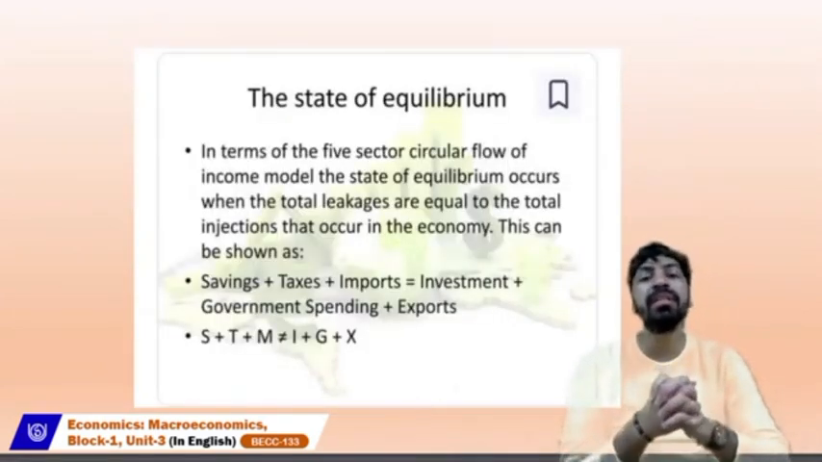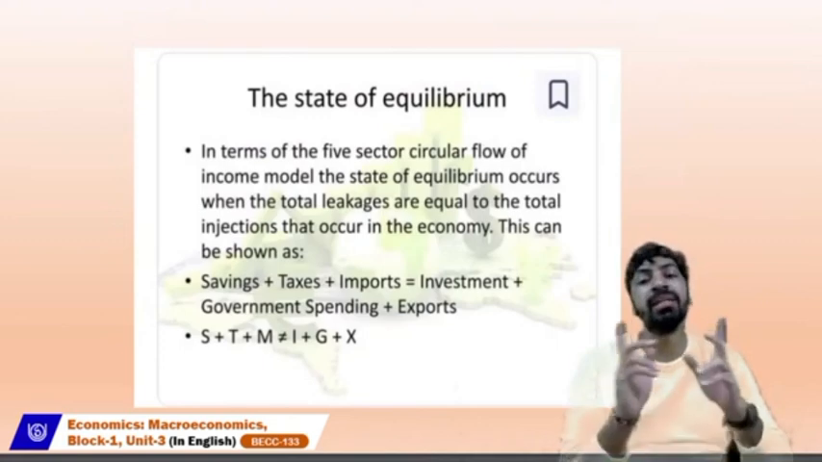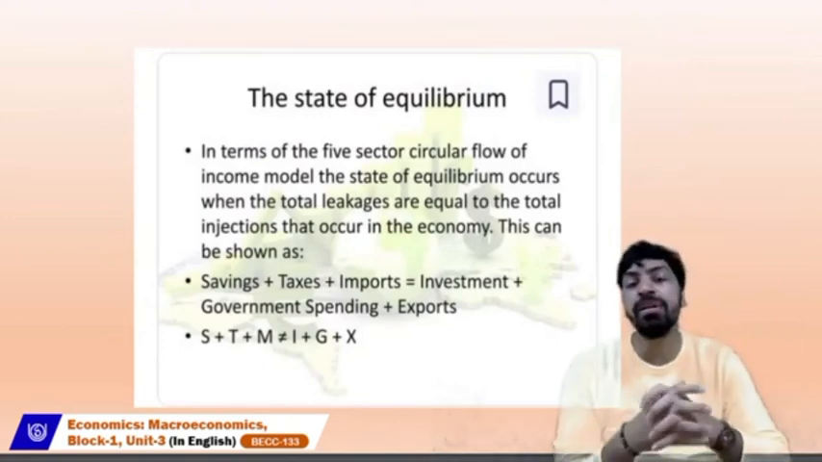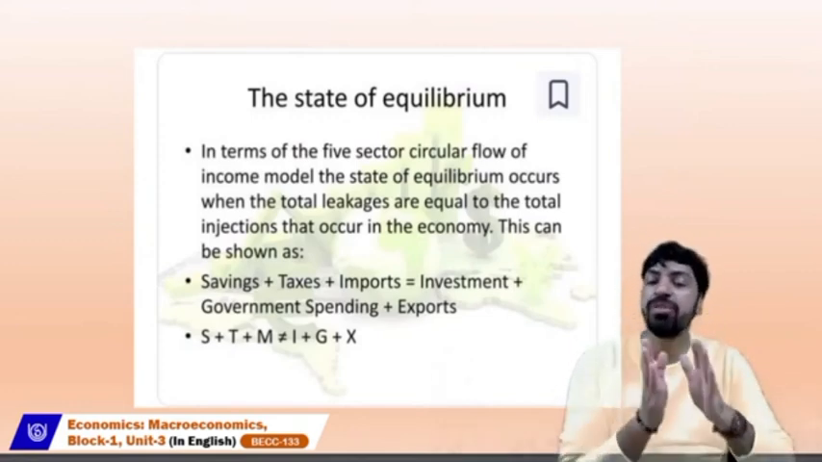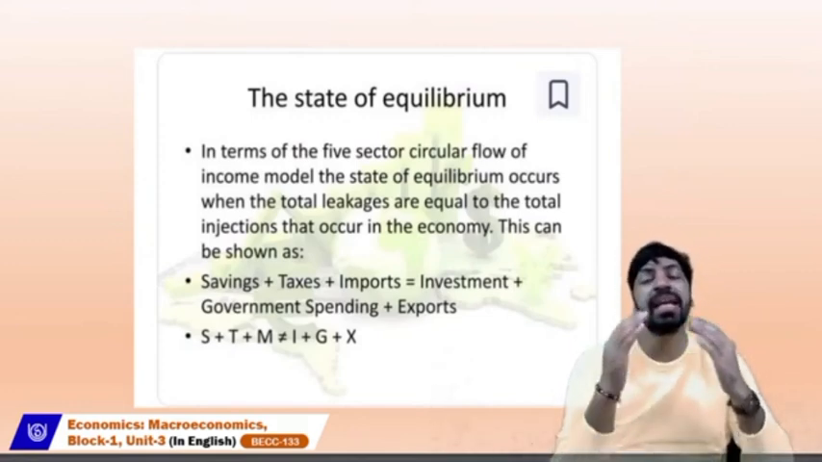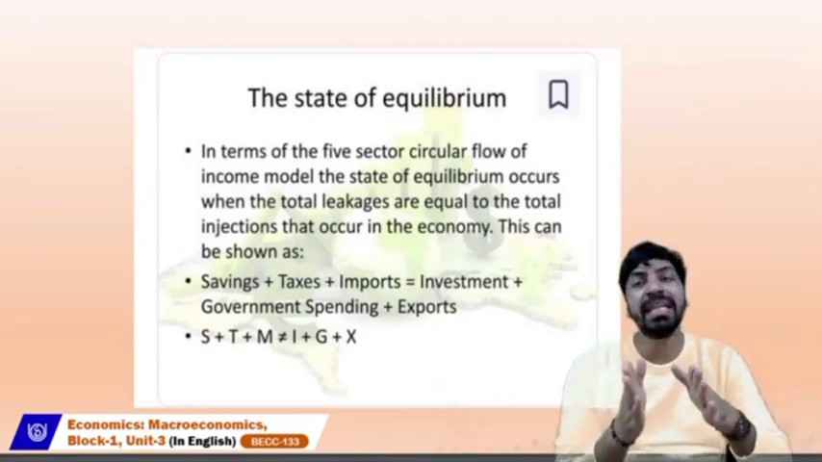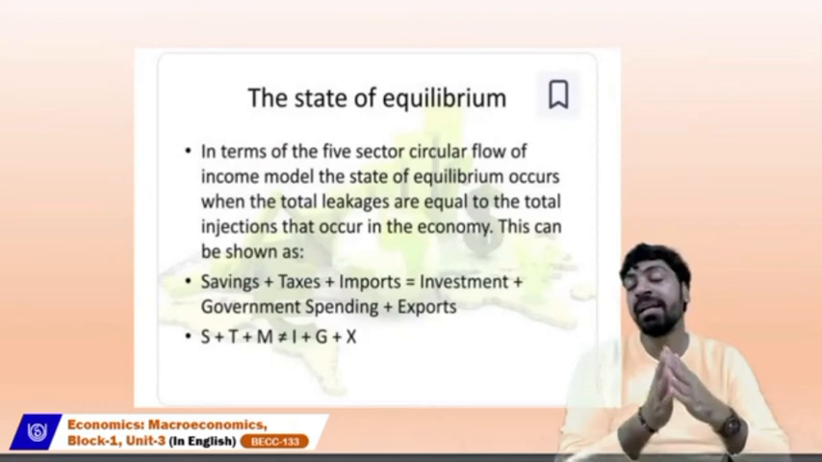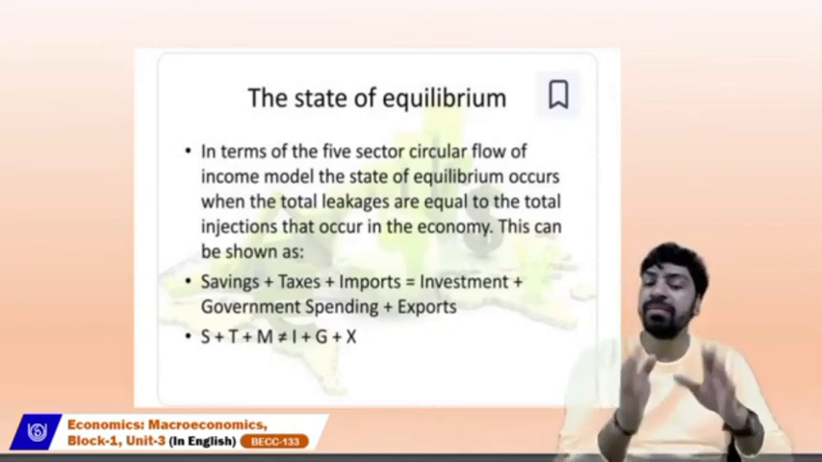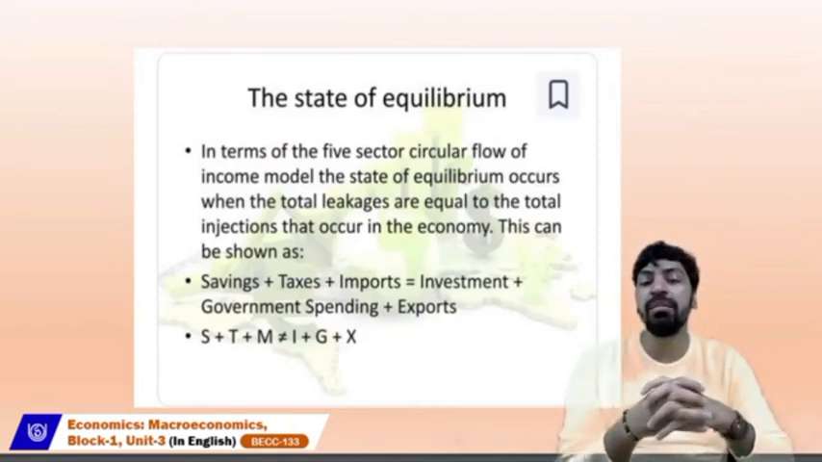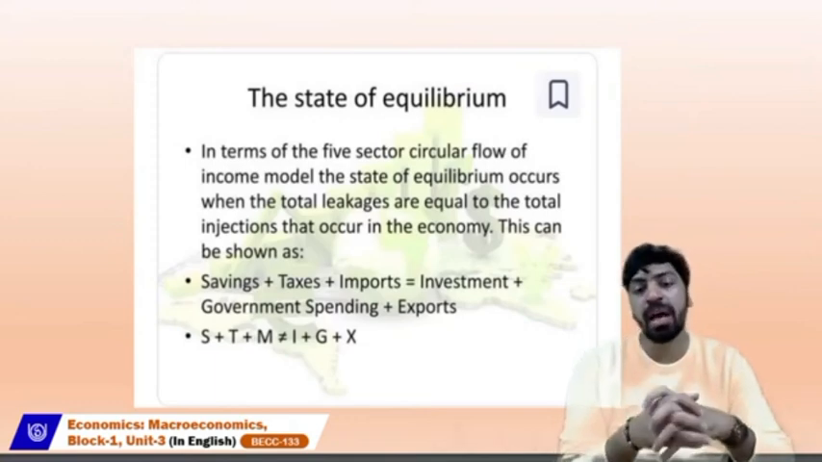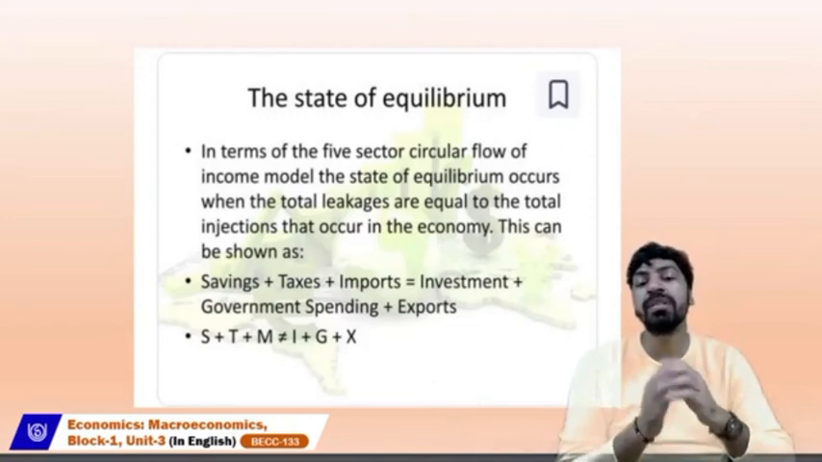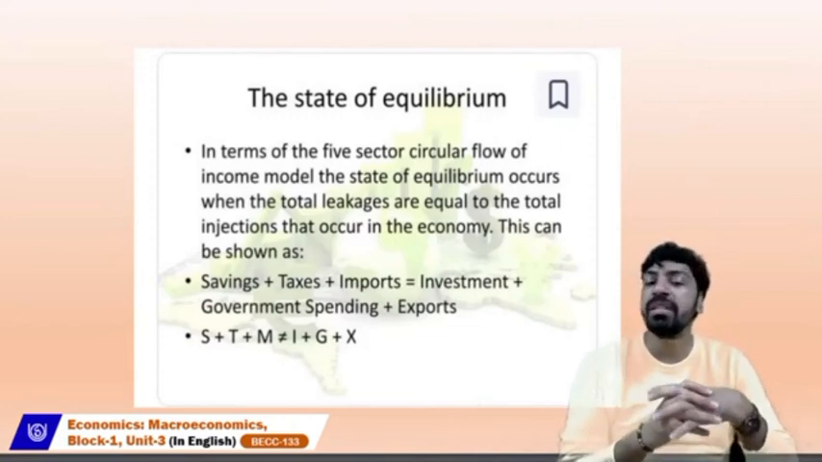Now we talk about the state of equilibrium in the circular flow models. Whether we take the five sector model or the four sector model, it always shows that the equilibrium condition would exist when the total leakages are equal to the total injections in an economy. This is shown in the following formula: savings plus taxes plus imports, which is equal to investment, government spending plus exports.